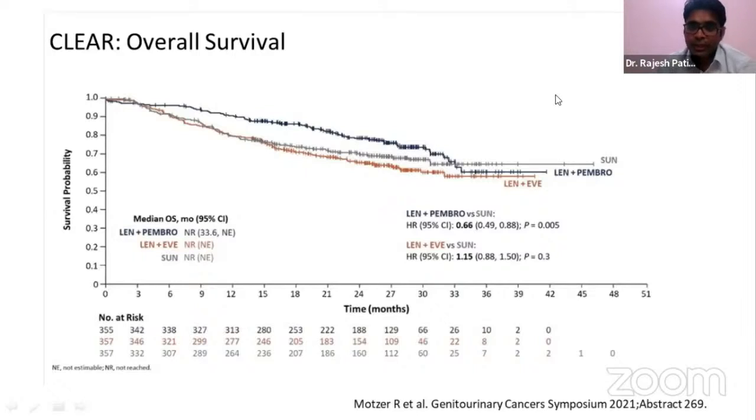If we see the median overall survival, the hazard ratio for immunotherapy was 0.66, which was statistically significant. The combination of lenvatinib with everolimus has not shown benefit compared to sunitinib, and it has a hazard ratio of 1.15, so it was slightly detrimental compared to sunitinib.